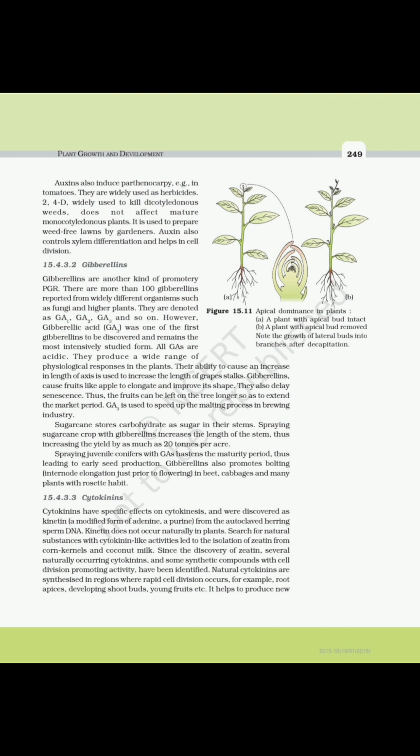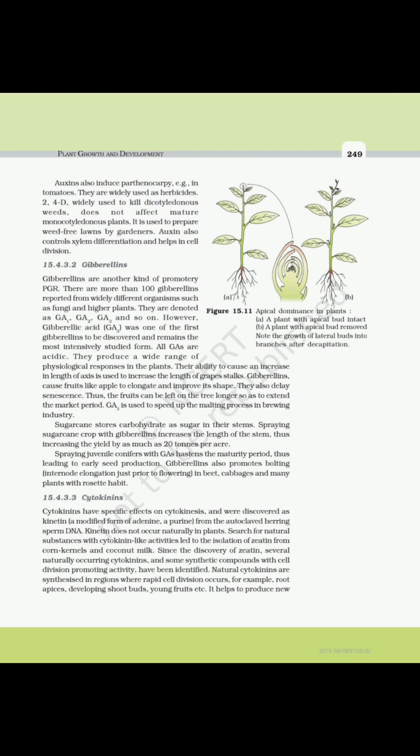Sugarcane stores carbohydrate as sugar in their stems. Spraying sugarcane crop with gibberellins increases the length of the stem, thus increasing the yield by as much as 20 tons per acre. Spraying juvenile conifers with GAs hastens the maturity period, thus leading to early seed production. Gibberellins also promote bolting, internode elongation just prior to flowering, in beet, cabbages and many plants with rosette habit. 15.4.3.3 Cytokinins.